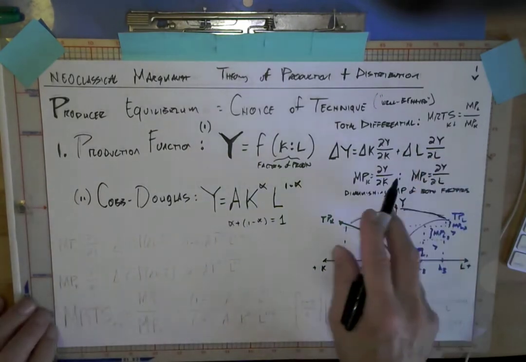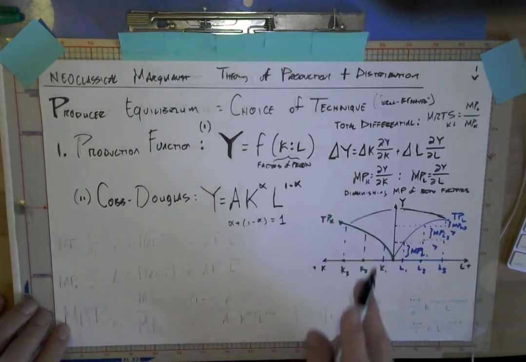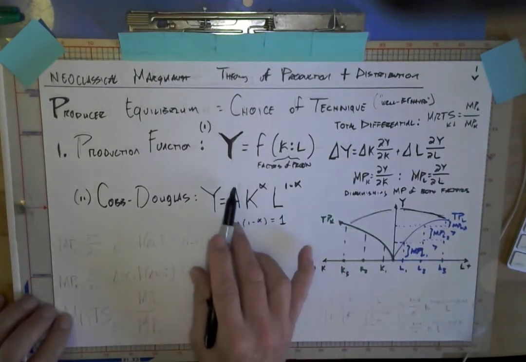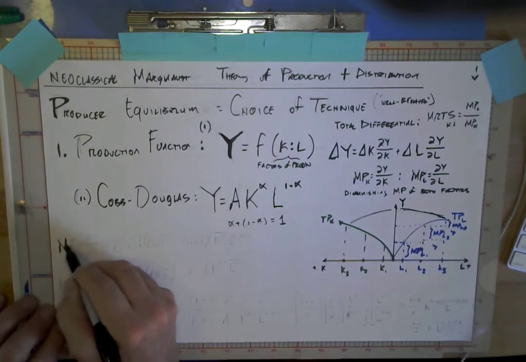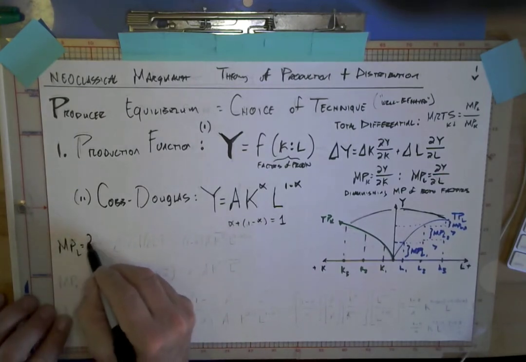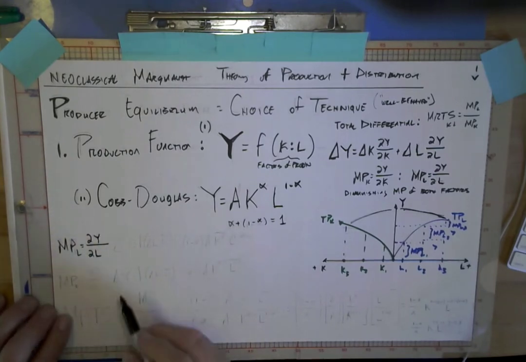So we're going to be deriving this. In order to find the marginal products, we need to arrive at the partial derivatives. So we take the partial derivative of the Cobb-Douglas with respect to the labor input. The marginal product of labor is equal to the partial derivative of output with respect to the labor input.